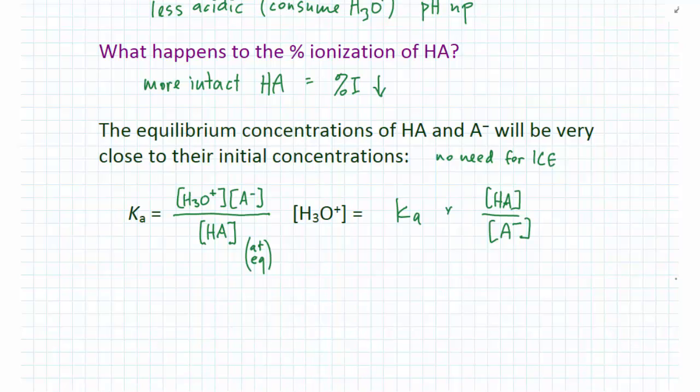If we take the negative log of both sides of that, what is negative log of hydronium? pH, okay. What is negative log of Ka? We called the negative log a function. That's the p function. Okay.